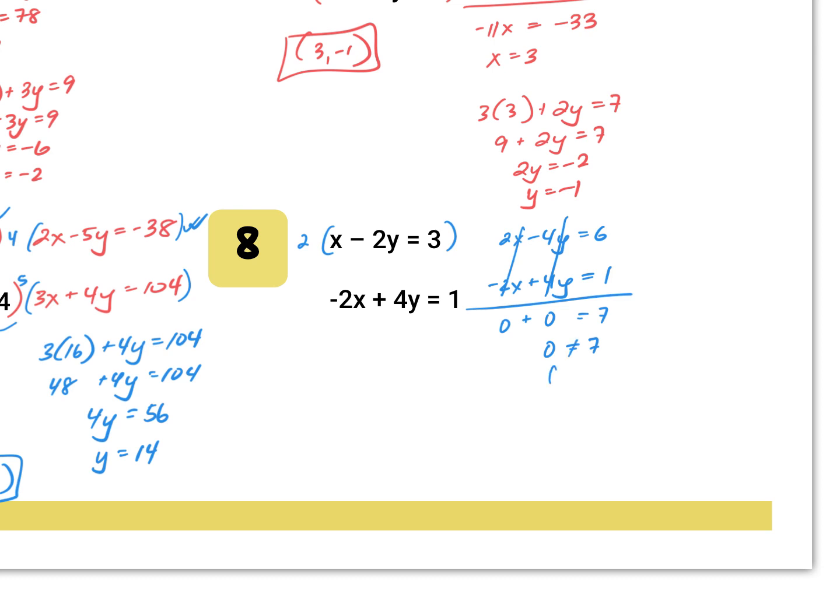And guess what? That is a false statement. Because this is a false statement, this is no solution. That's the answer here. The answer isn't "false statement." The answer is no solution. And what this means, guys, is that these two lines are parallel to each other.